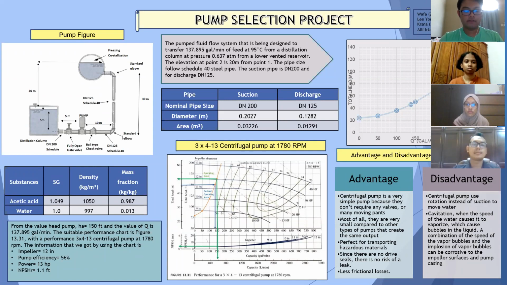The composition of the stream is 0.987 by mass fraction of acetic acid and 0.013 by mass fraction of water. So now we are going to look into detail how the minor losses affect the flow of the system, and how we should select an appropriate pump for our system. Now, without further ado, I would like to invite my group mates to explain the topic.